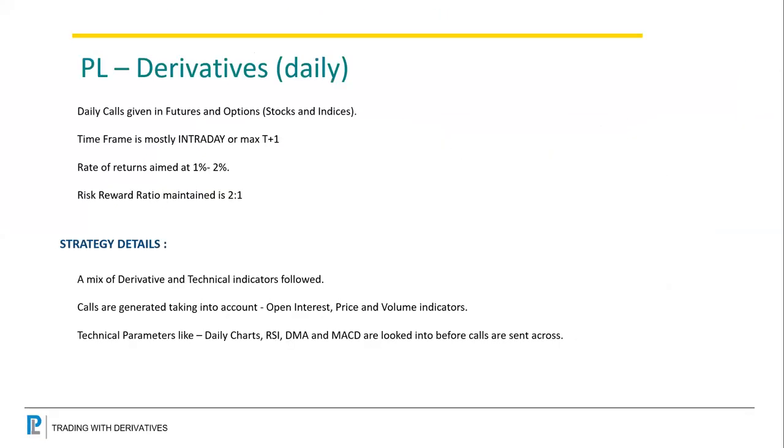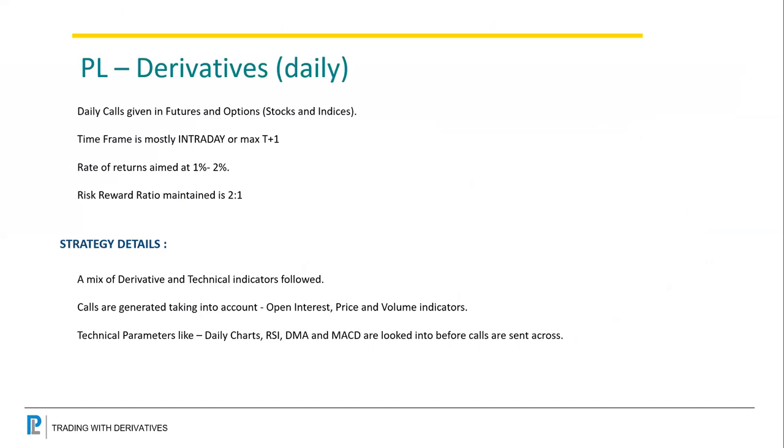So these are PL derivatives on a daily basis. What we do is generate daily calls in futures and options, both stocks and indices. The time frame is mostly intraday or maximum T plus 1 day. The rate of return aimed at each call is anywhere between 1% to 2%. Risk reward is 2 is to 1.